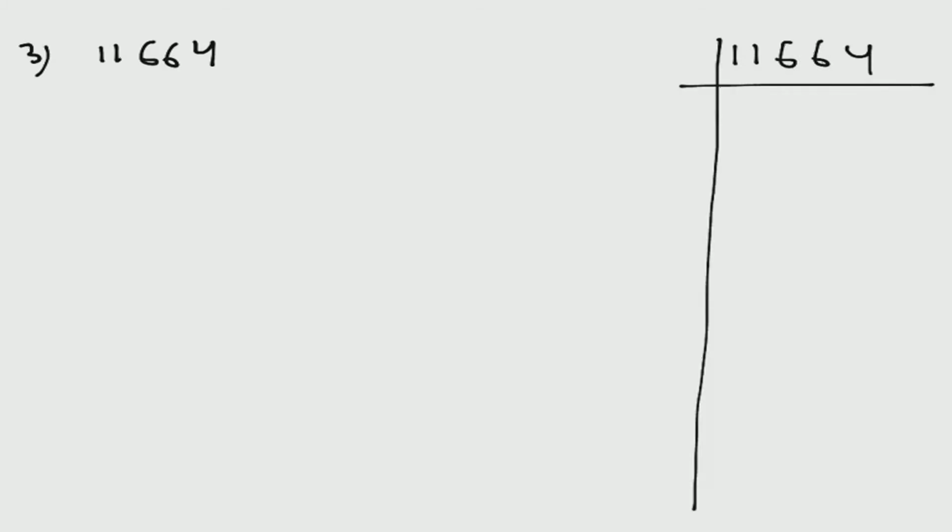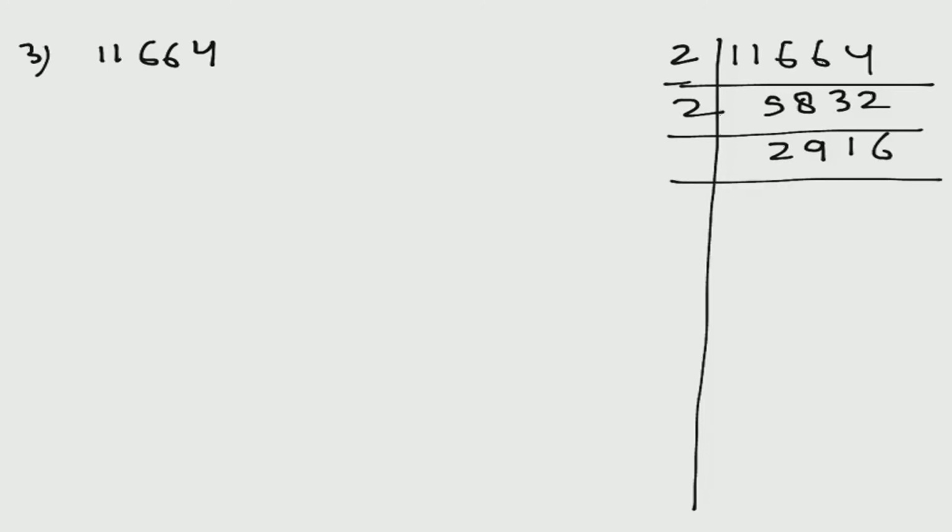So let's start with finding the prime factors. The method will remain the same over here. Being an even number, it is divisible by 2 and it will give us 5832. Again by 2 will give us 2916. Then by 2 gives us 1458. Then by 2 gives us 729.